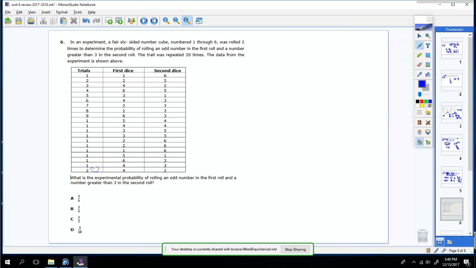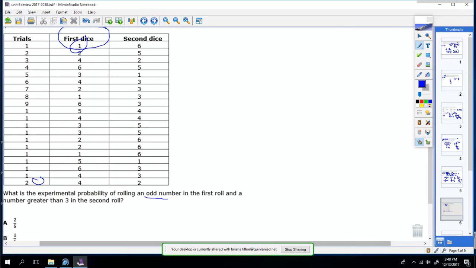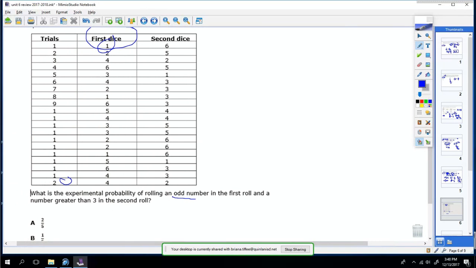in the second one? So my first throw is right here. So I need a number that's odd. So 1 is odd. Let me actually make this bigger so I can see it. So 1 is odd. 3, 1, 5, 3, 3, 1, 5. That's it. So I circle 1, 2, 3, 4, 5, 6, 7, 8. So circled 8 out of 20, which is also 4/10, which is also 2/5.